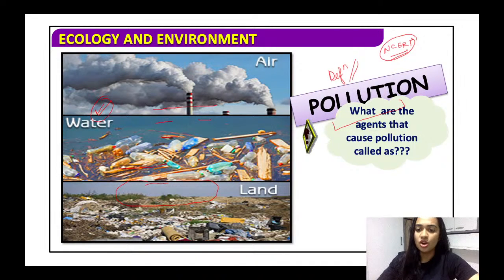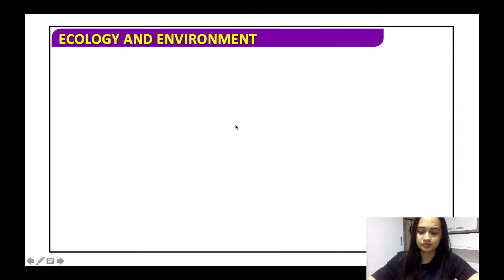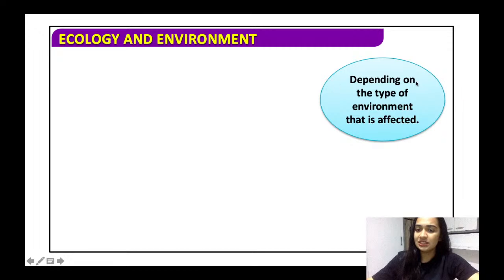So what are the agents, or what is basically causing pollution? Any agent or anything that causes pollution, we call it pollutants. Alright, so you have to know the difference between pollution and pollutants. Pollutants are basically those elements that cause or lead to pollution, depending on the type of environment that is affected.